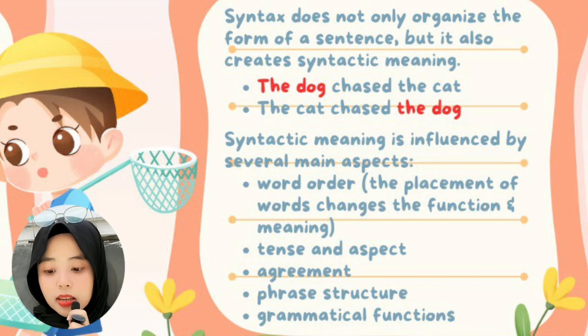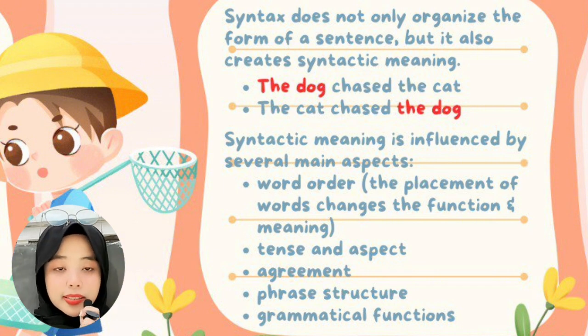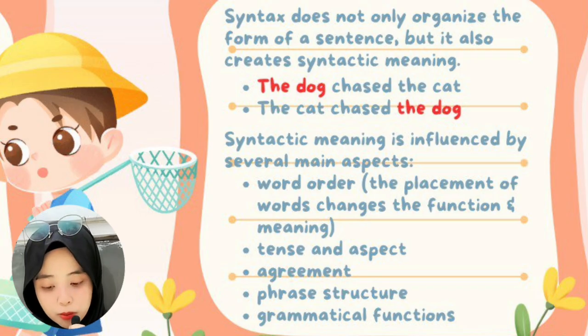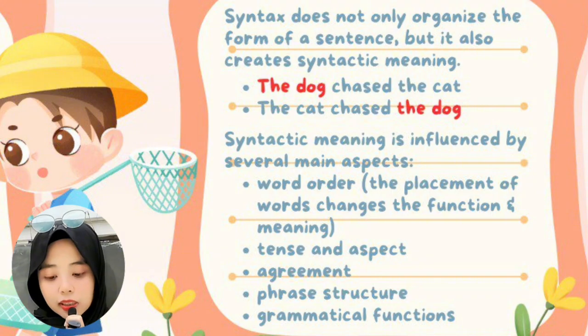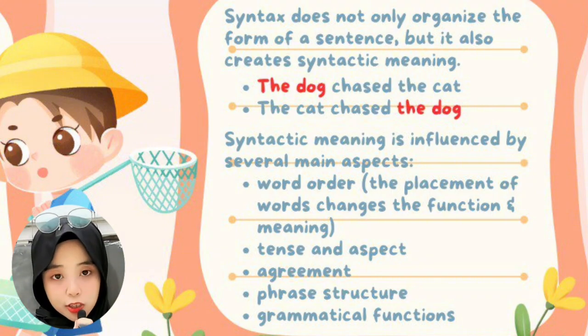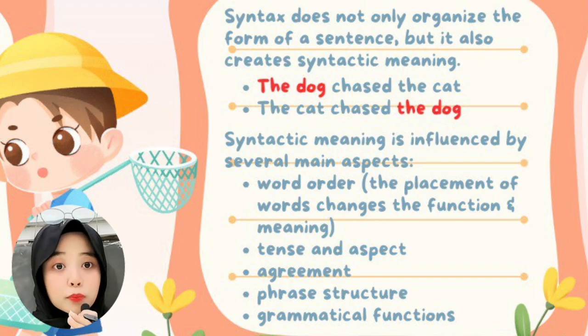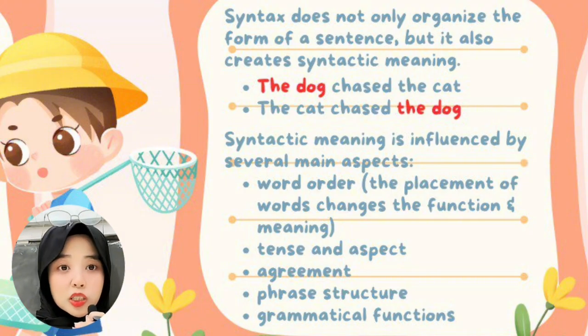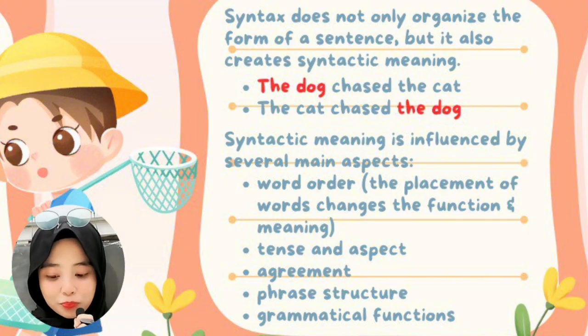Okay, next, syntax does not only organize the form of a sentence, but it also creates syntactic meaning. Let's pay attention to the example. The first sentence is "The dog chased the cat." The second sentence is "The cat chased the dog." Both of them use the same words but have a different meaning, right? Why? Because there is a difference between the positions of the subject, verb, object, complement, and so on. So this shows that word order can change the grammatical functions and the meaning.